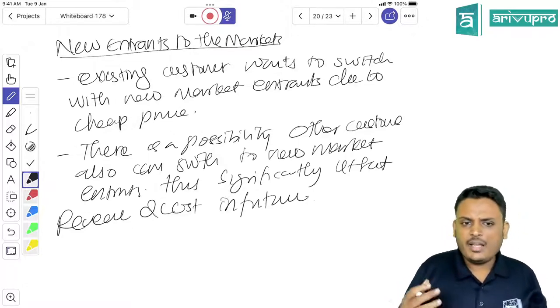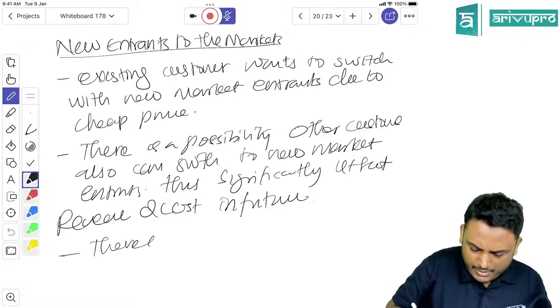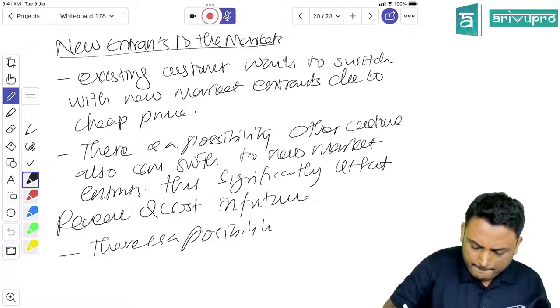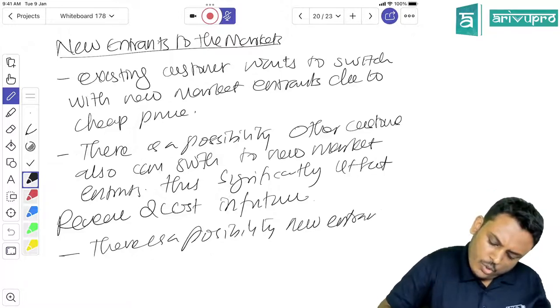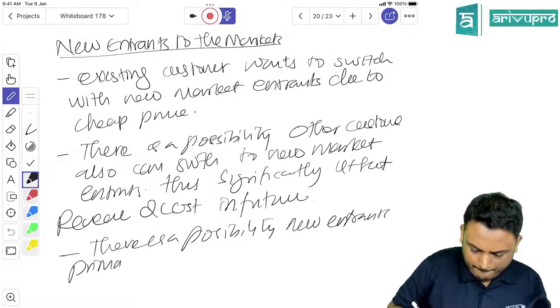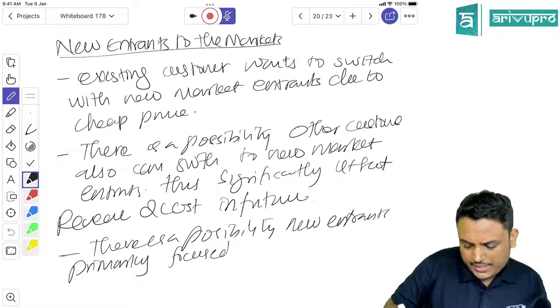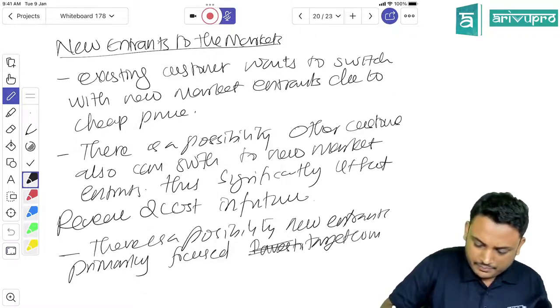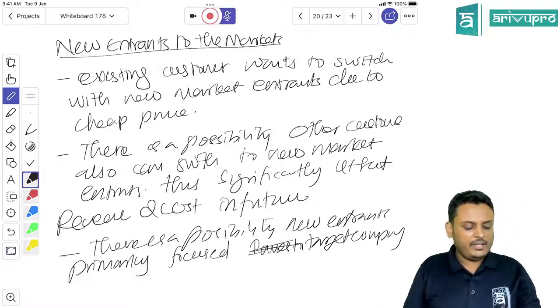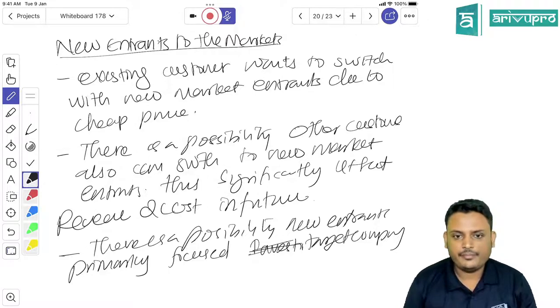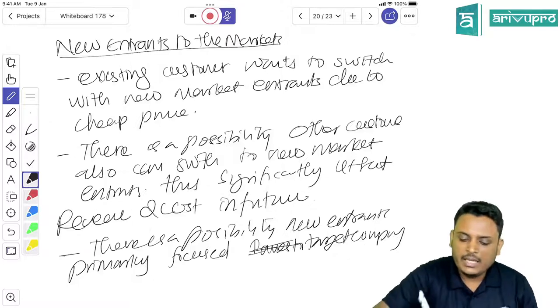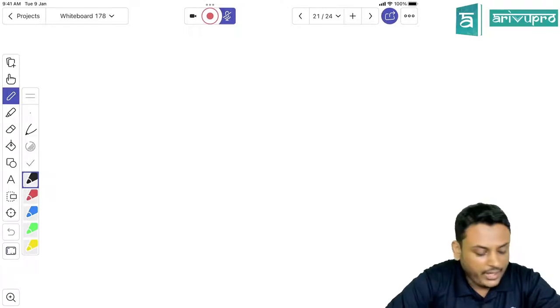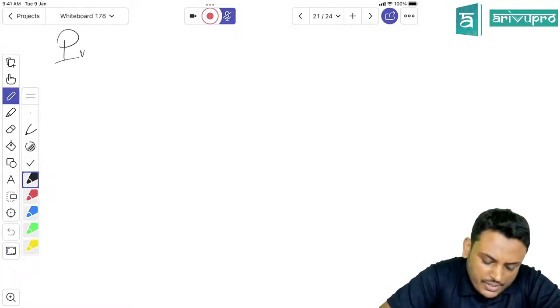Right. Because sometimes, again, I can say there is a possibility. New entrants are primarily focused on the target company. Right? Normally when they enter, they are focusing on the target company. So that is also an issue. Clear. Again, in the same termination of the contract, possible impairment of the asset is also there.